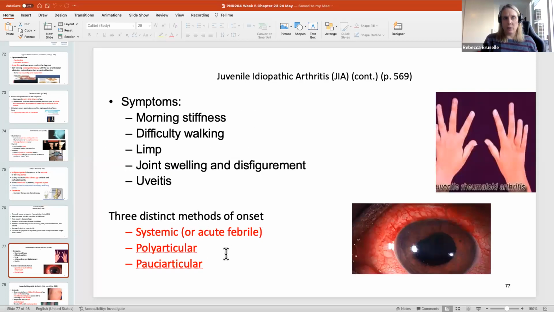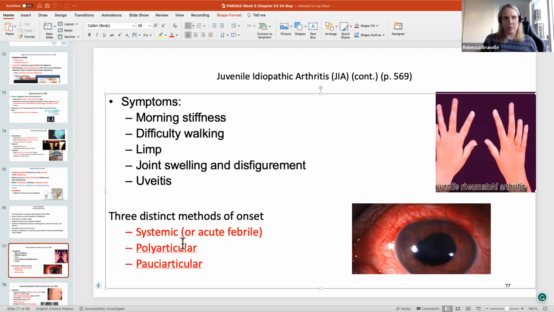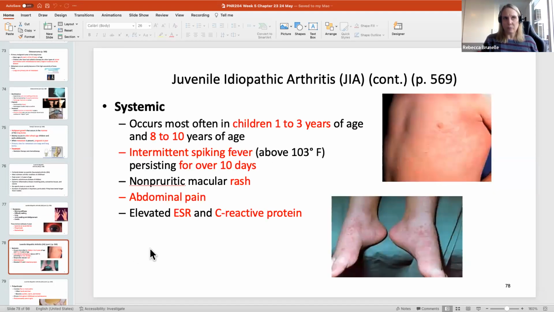They break it down into systemic, which is when they have an acute fever with it, and then polyarticular or pauciarticular. So poly means more. I think this is more than 5 joints involved, and pauci is less than 5. And sometimes they also have this bright red eye, which is uveitis. They can also have this rash when they have the joint flare up. This is another one where you might send this ESR that we talked about sending with the osteomyelitis. Both the ESR and the C-reactive protein are indicators of inflammation. So you would expect these to be high when the child's having an arthritis inflammation.